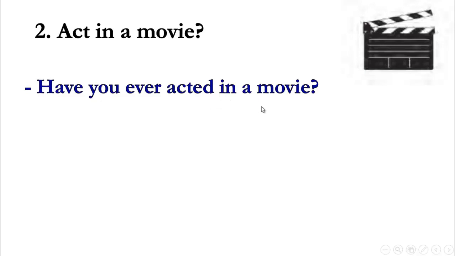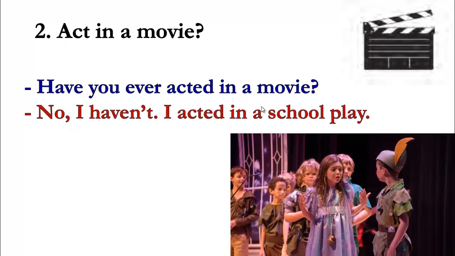Okay, most of you are adults, so I don't think that you have acted in a movie before. Like, so you're going to say what? No, I haven't. But maybe you have acted in a school play, okay? In your school when you were in primary stage. So no, I haven't, I acted. You're going to use the same verb but in the simple past. I acted in a school play. So the question again, have you ever, the same like before.